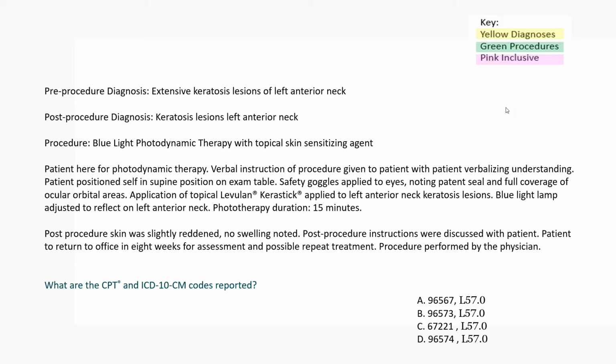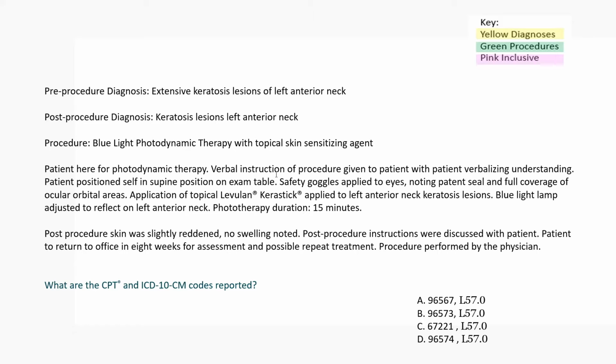Coders, what are the CPT and ICD-10-CM codes reported? A, 96567, L57.0. B, 96573, L57.0. C, 67221, L57.0. Or D, 96574, L57.0. Pre-procedure diagnosis: extensive keratosis lesions of left anterior neck. Post-procedure diagnosis: keratosis lesions left anterior neck.